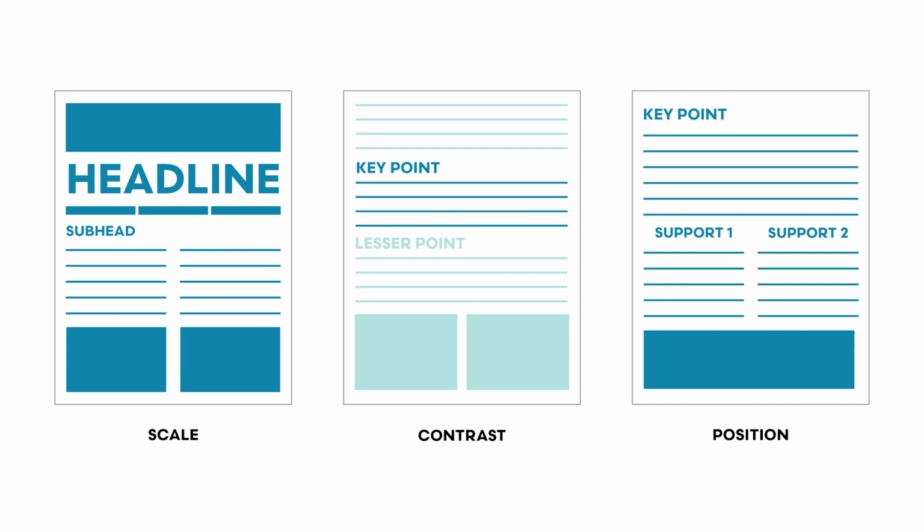Finally, we have alignment and position. By aligning your elements in certain ways, you create order and a flow for your reader to follow. You can accomplish this by putting your most important information on the left, since we read from right to left, and at the top, since by default we will start there when nothing else grabs our attention.